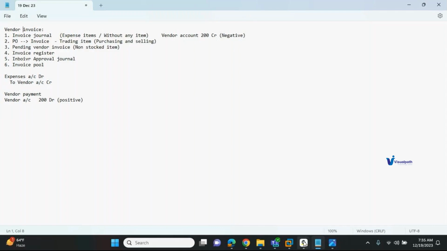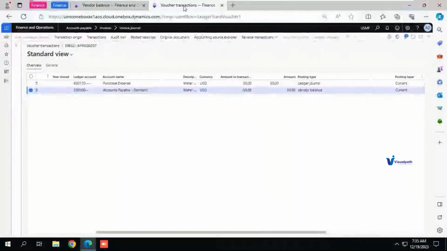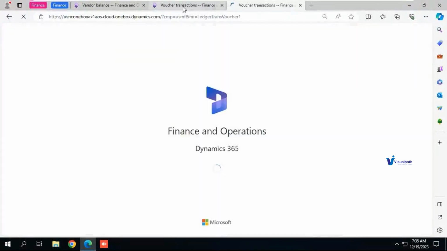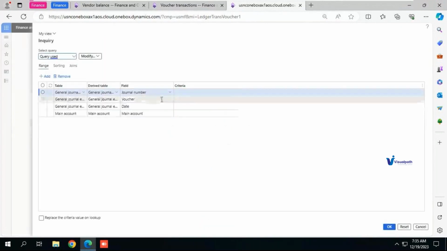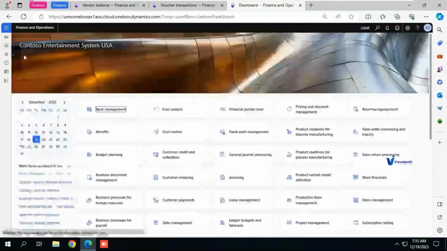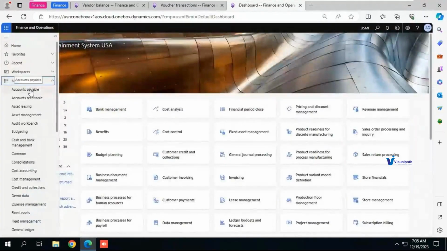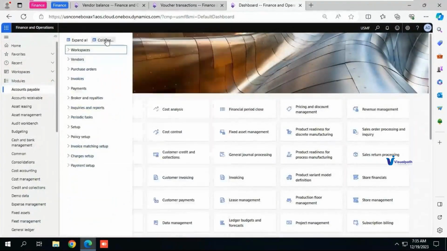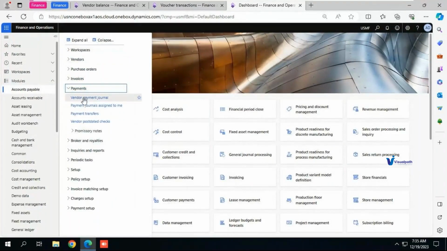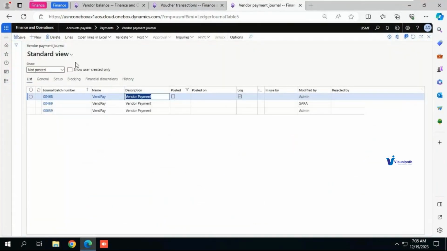Okay. Now payment. Now payment. I'm going to do payment. Let me go to here. Another tab I'm taking. So let me cancel here. Accounts payable module, collapse. Payments. Vendor payment journal. Click on new. Select the vendor payment. Go to lines.